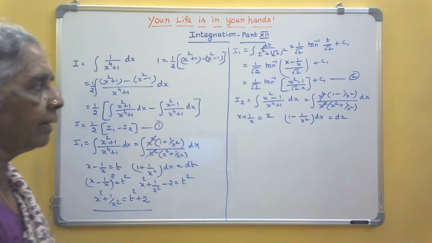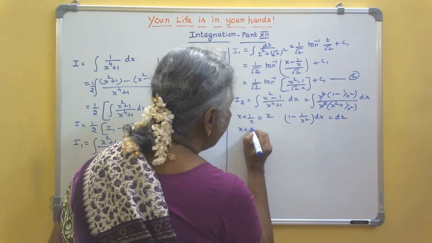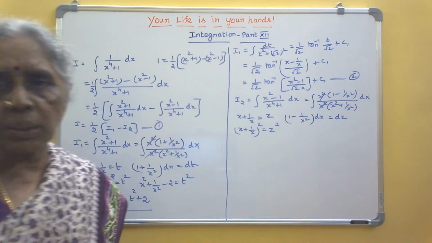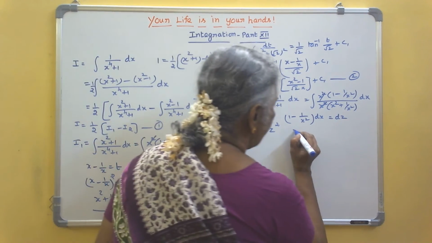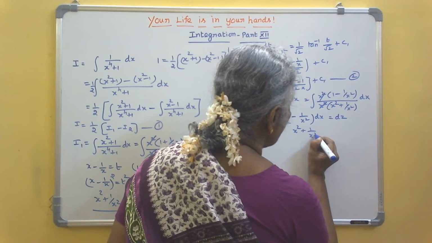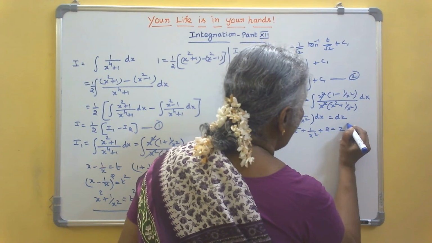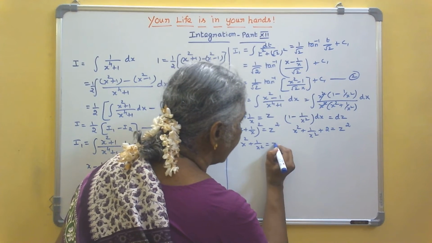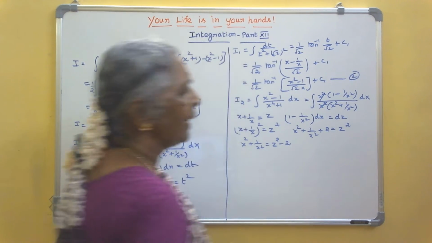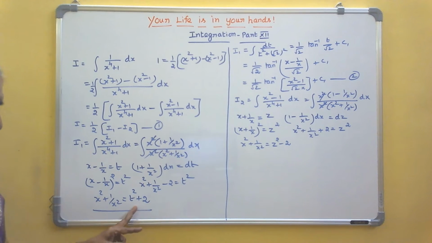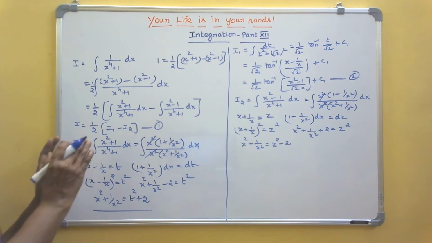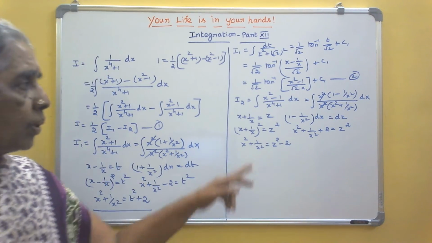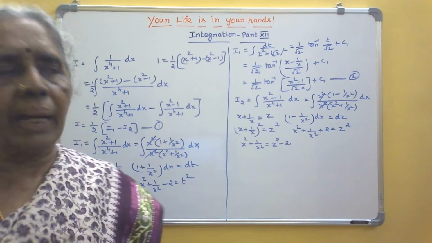Then I will square this. So (x plus 1 by x) the whole square will be equal to z squared. That is x squared plus 1 by x squared plus 2, that will be z squared. So x squared plus 1 by x squared is z squared minus 2. There you got t squared plus 2. Just comparatively look at the I1 and I2 so that it will be clear to you. So here you got z squared minus 2.